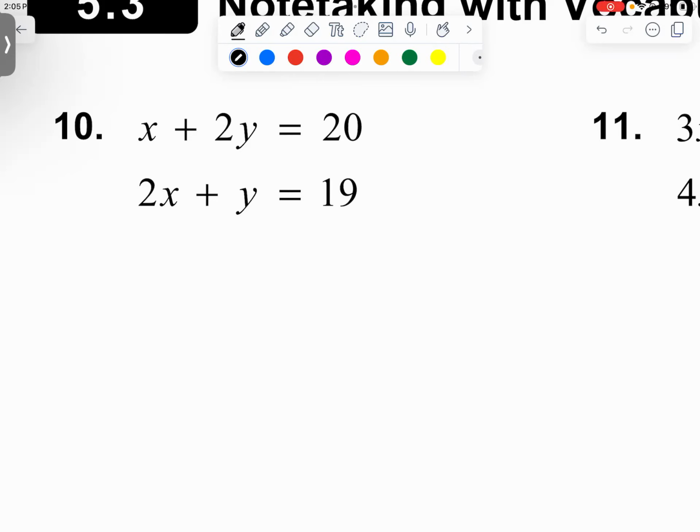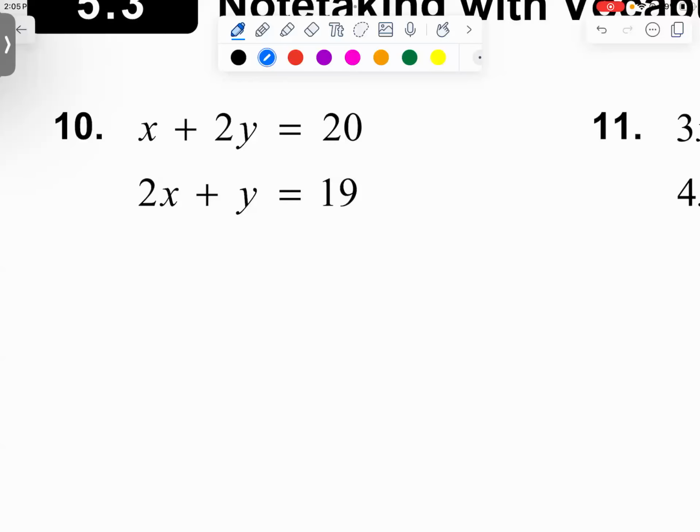What do you want to do? The y's? Yep. Let's vote. Who wants to make the x's opposite? Who wants to make the y's opposite? Okay, that wasn't really effective. Why? No, y. Who votes for x? Who votes for y? Y's win.